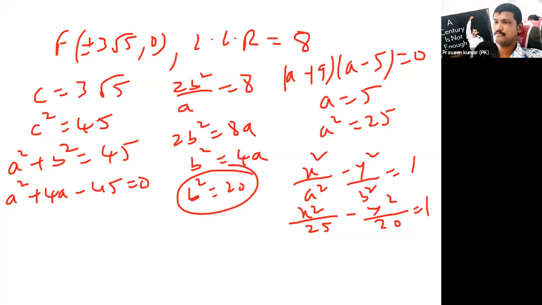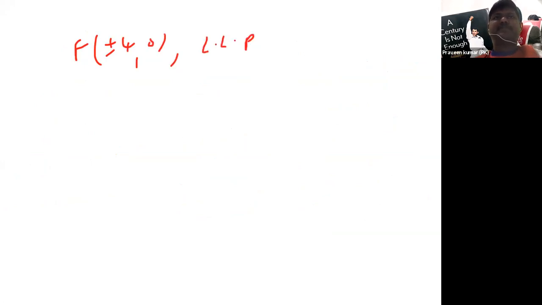See, I'll give one more question, all of you. Foci is given plus or minus 4 comma 0. Length of latus rectum 12. Try everyone.